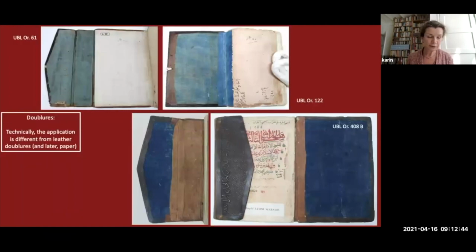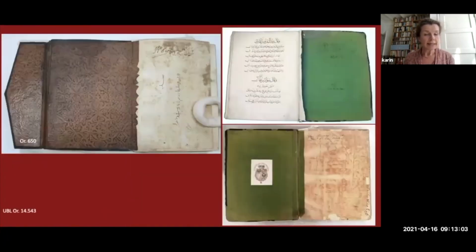That is different for doublures. Here we have manuscripts dating to the 13th, the 14th, and the 15th century. Though we can see some local repairs, the blue silk doublures are part of the original bindings. Textile doublures are fairly common in these centuries, though leather doublures were used more often.